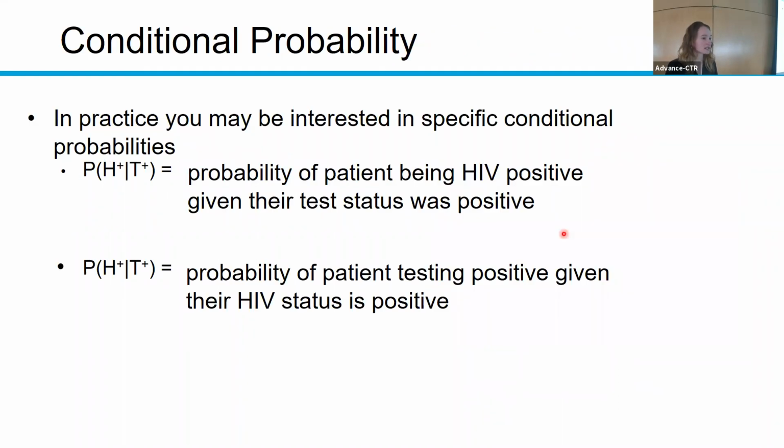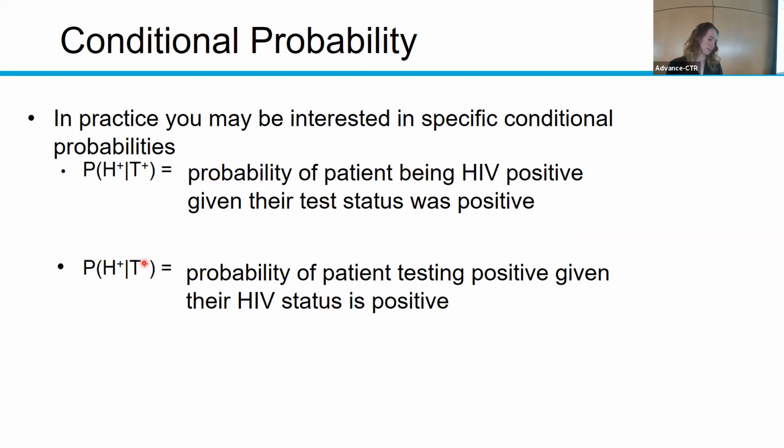So in practice, I wanted to give you an example of when we might be interested in a conditional probability. If H plus and minus is HIV status positive and negative, and T plus and minus are a diagnostic test for HIV, where the results can be positive or negative, this we read as the probability of HIV positive given the test is positive. So what is the probability that your patient actually does have HIV given that their test status was positive?